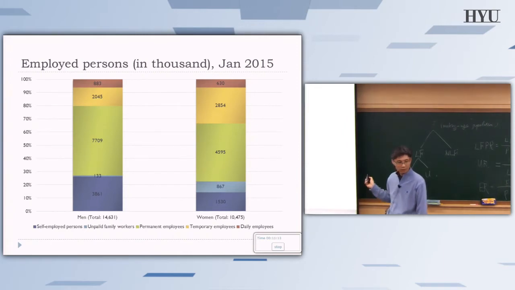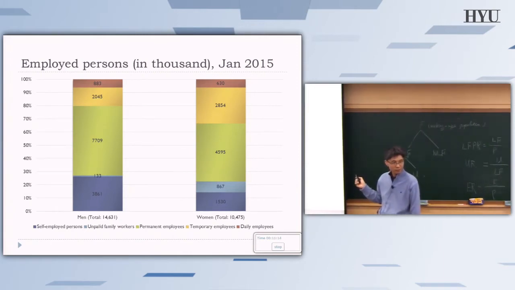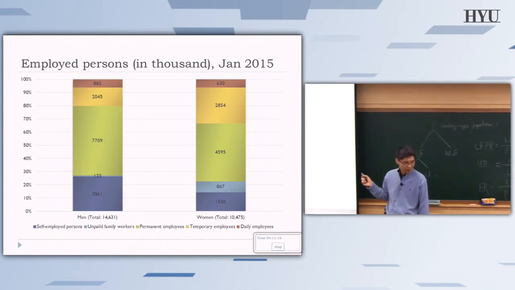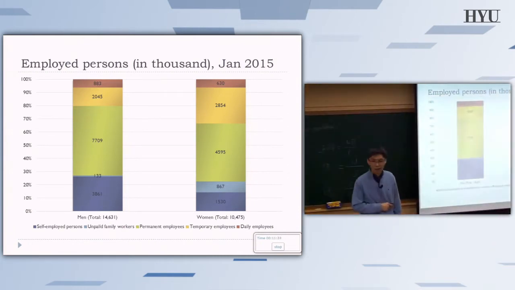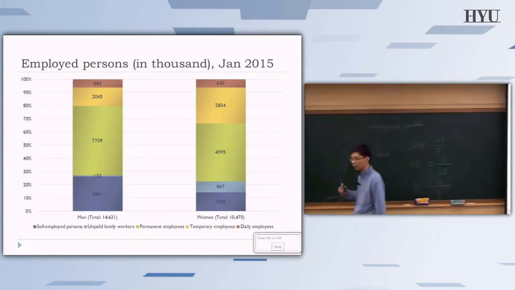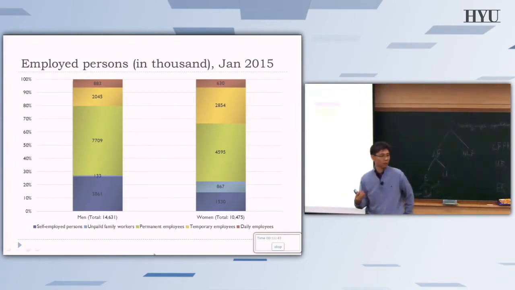Why? Probably we need more data than this. But one reason is probably that a lot of women drop out of the labor force when they are in their late 20s or early 30s, and when they get back to work later, it's difficult for them to find a job as permanent employees. Or it could be their choice, probably. They want a job more flexible than these jobs. It's difficult to know.